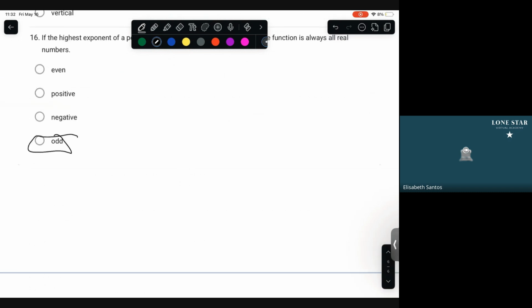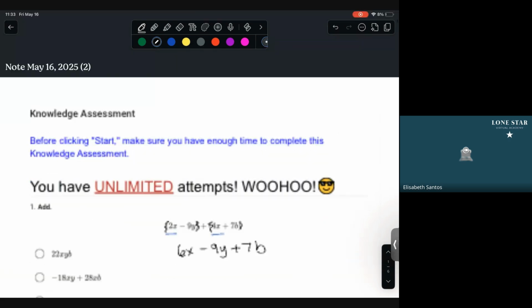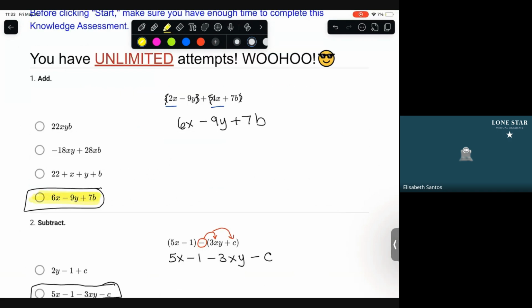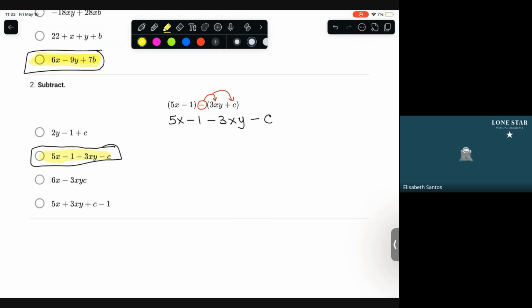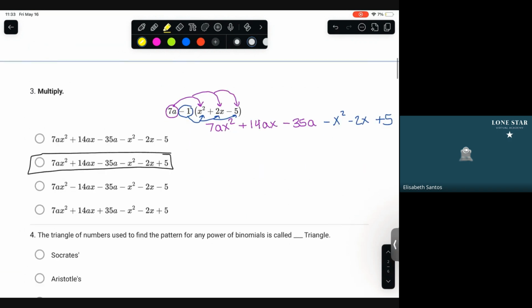So let's go ahead and go over our answers. So starting with number 1. Number 1 is 6x minus 9y plus 7b. Number 2 is 5x minus 1 minus 3xy minus c. Number 3 is this one. It's really long.